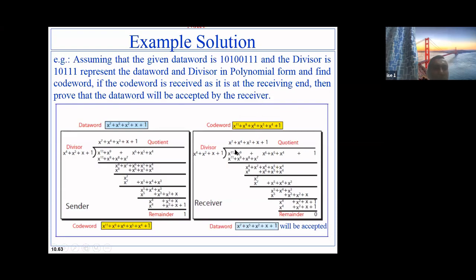So we know that when we take this code word and start dividing by the divisor, I should get a remainder 0. If I get remainder 0, then this particular code word, that polynomial, is accepted as it is. So here it is x to the power 11 plus x to the power 9 plus x to the power 6 plus x to the power 5 plus x to the power 4 plus 1.